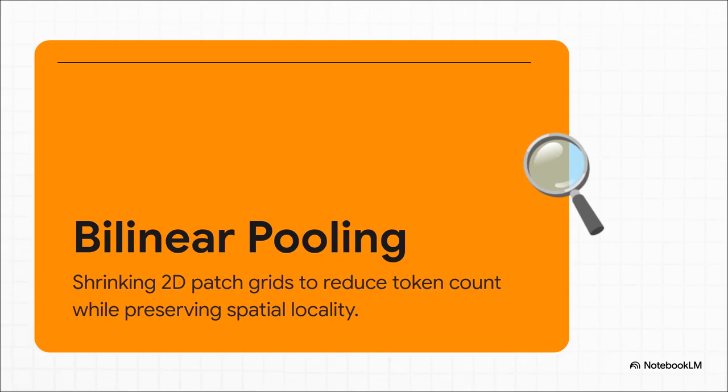The secret sauce is bilinear pooling. The model affords its strict budget by literally shrinking tokens in 2D space. It takes a 24 by 24 grid of visual patches and smoothly blends it down to 12 by 12 or even smaller. So you're massively dropping the token count, but, and this is absolutely crucial, you're preserving spatial locality, meaning the AI still remembers exactly where objects are located on the screen.